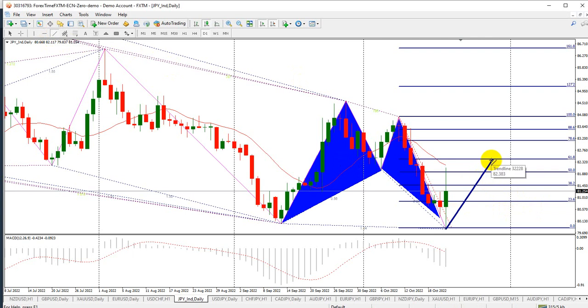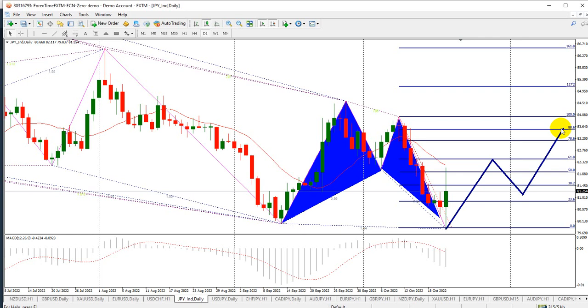So we need to look for opportunity if you want to trade the JPY index. We should look for price to touch 61.8 or 78.6 or 88.6. So for me, this is what I'm still looking at for the JPY index. So I will leave this analysis like this, so that next time we will come back to look at how the JPY index did.